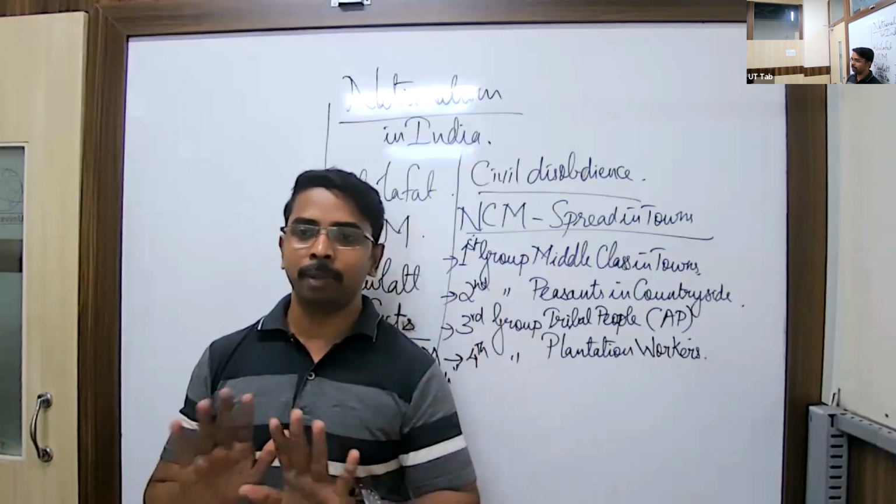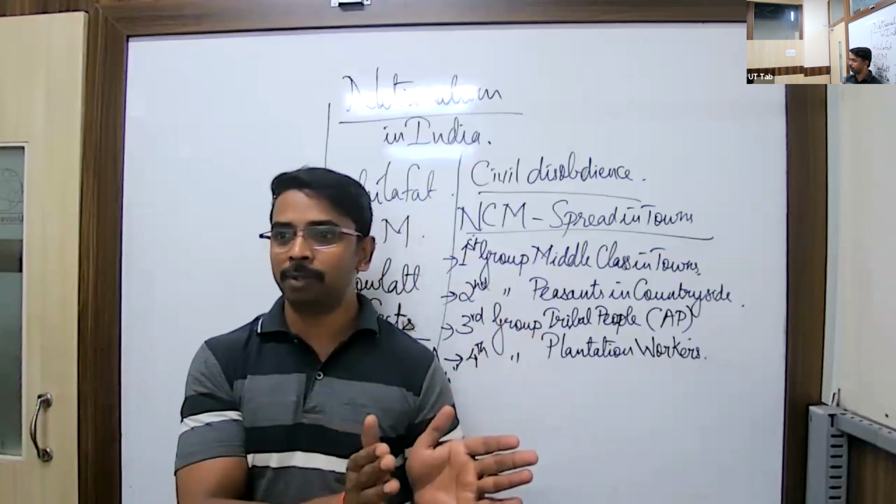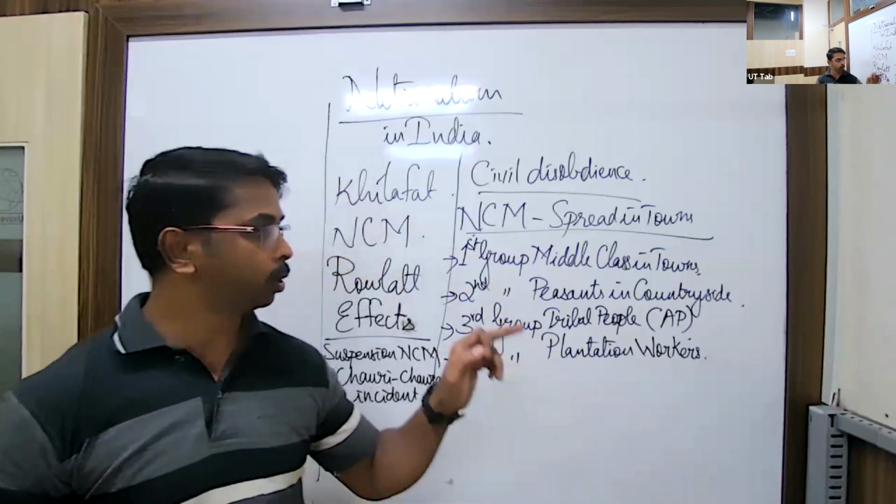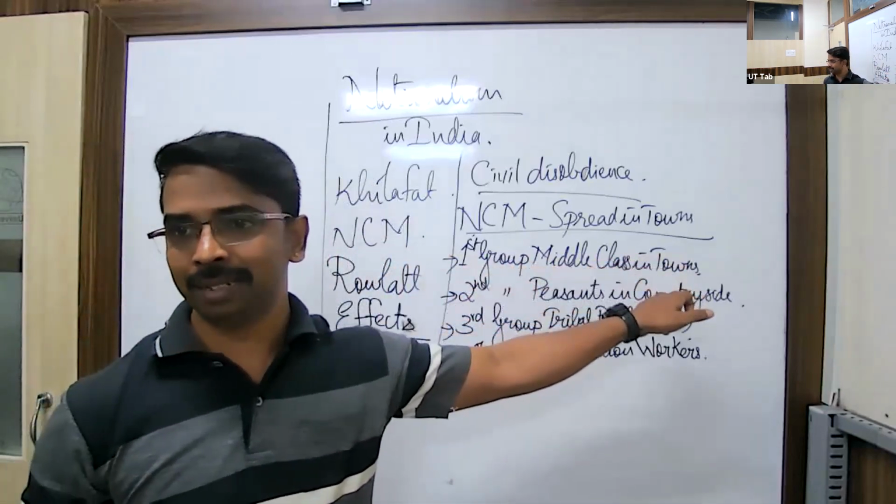Before the arrival of Mahatma Gandhi, this was not the scene. Only elite people would join. They only would discuss and fight for it. Is it understood? So we are going to do the first group: the middle class in the towns.